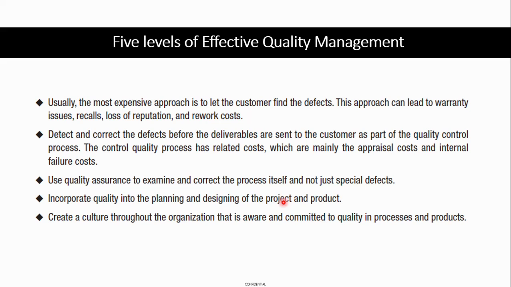Going on to more improved versions, from worst case to better versions in quality management: incorporate quality in your planning and designing of your product or project. That's another step better than the previous one. So yes, you can have quality assurance, but then incorporate the quality into your planning. This is what we're trying to learn now. Also in your project planning, incorporate the quality factor from day one when designing your product and your project deliverables.